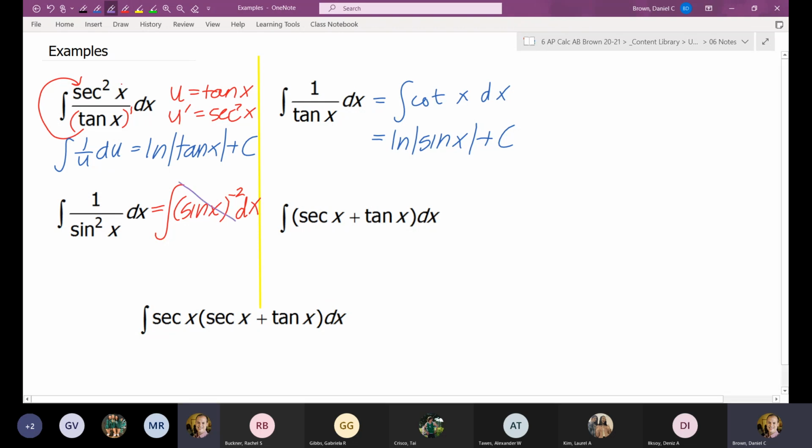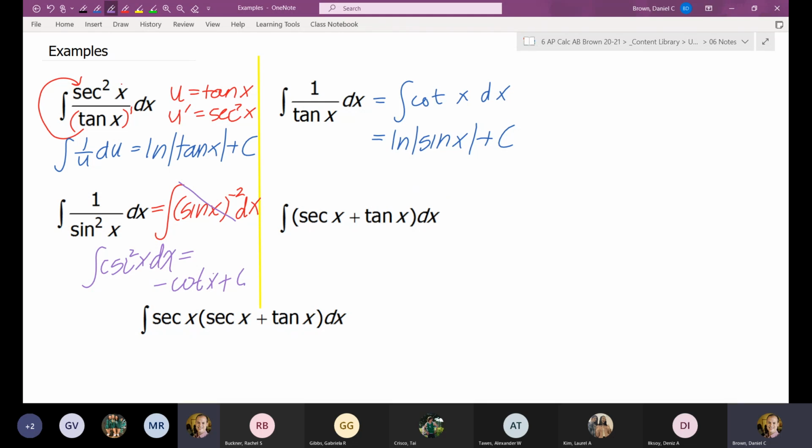What might be the better way to rewrite that one instead? Cosecant squared. And this would be something you could have done on your Unit 5 test. What's the integral of cosecant squared? Well, the derivative of negative cotangent would give you cosecant squared. So we can just work backwards from a derivative rule.